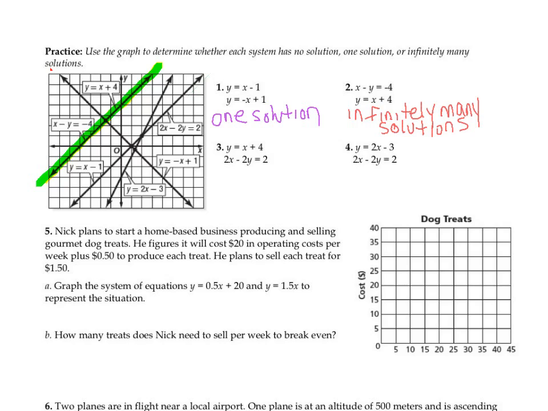So, for number 3, we can look at the two lines that it gives us here. So it gives us y equals x plus 4, and it gives us 2x minus 2y equals 2. So again, I'm going to highlight both of these for you. So the first equation is y equals x plus 4. So we can find that equation and highlight it. And then the second line is 2x minus 2y equals 3. So now we can find that equation and highlight it.